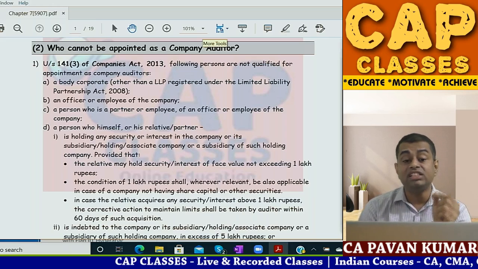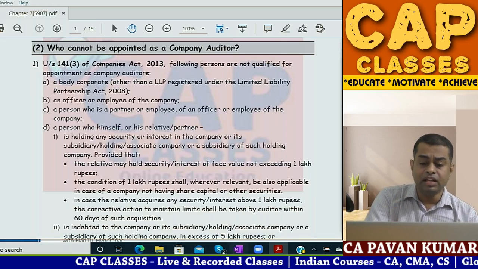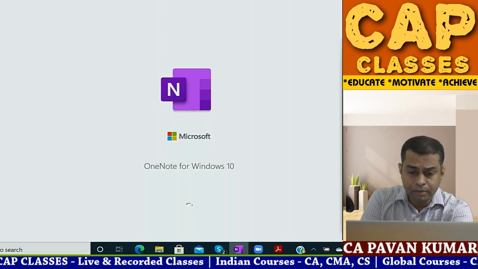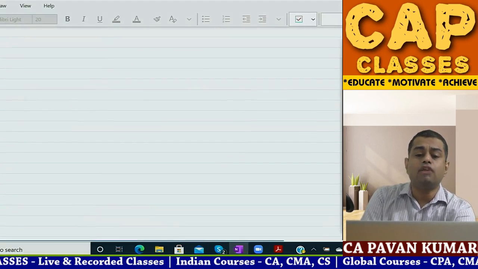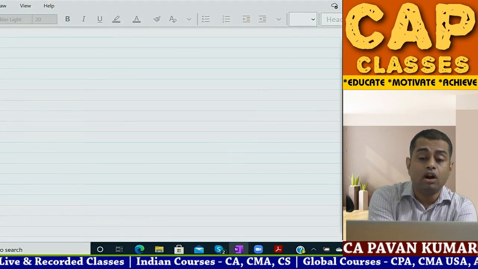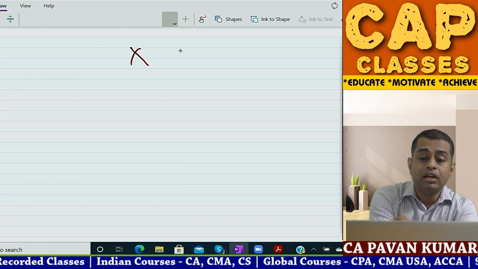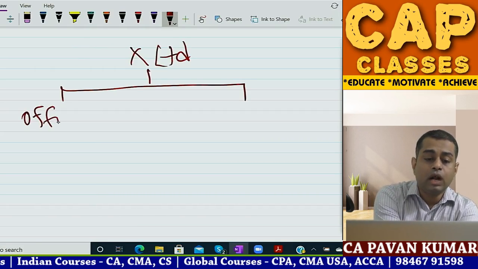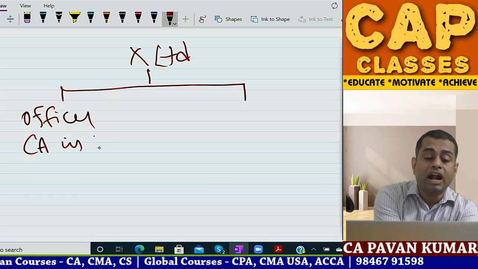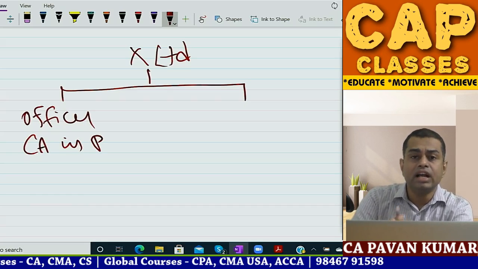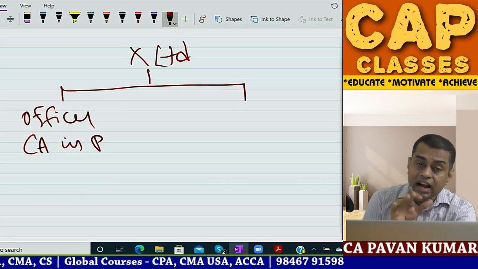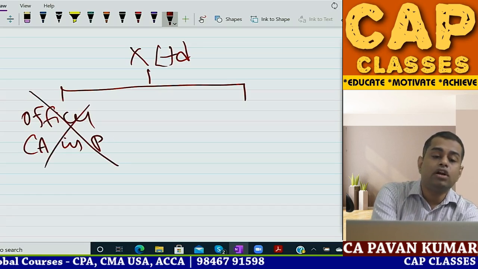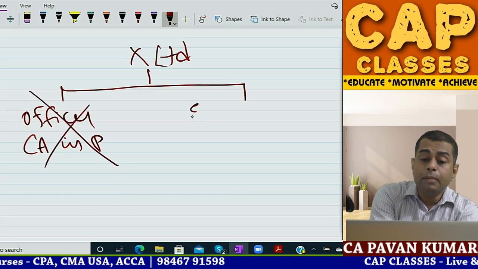So read the second one. Second one says officer of company and employee of company. It is something simple like this. If there is a company by name X Limited, X Limited has one officer. Who's an officer? Director, company secretary. These people are called officers. Now imagine this officer is a chartered accountant in practice. For example, I can be director in a company. Even if I am a practicing CA, I can be director in a company, but I cannot be appointed as auditor of the same company. Independence issue. And employee of company.